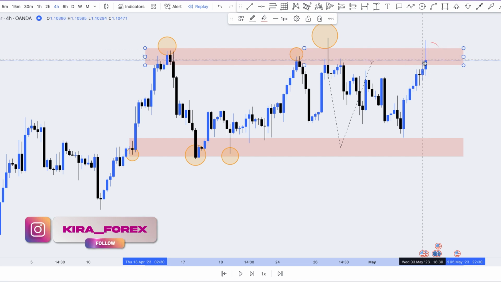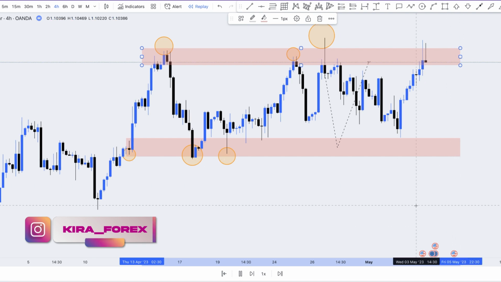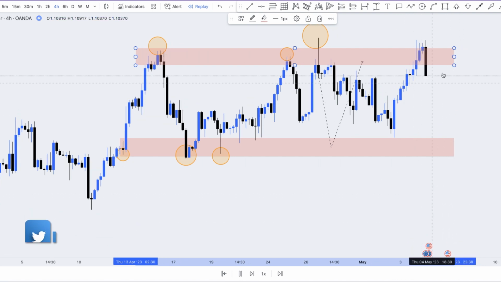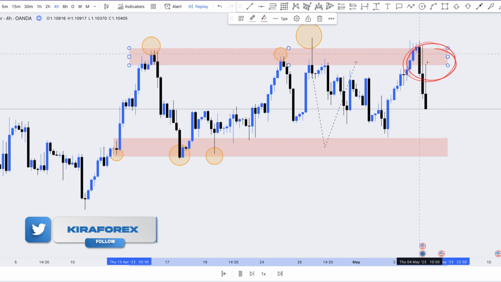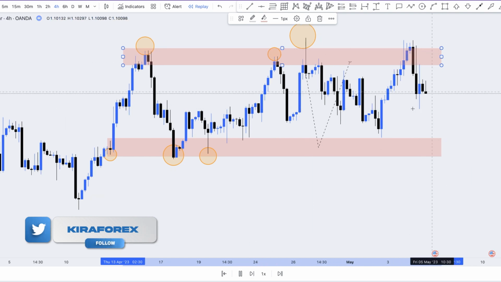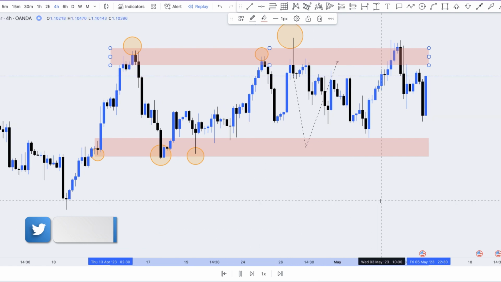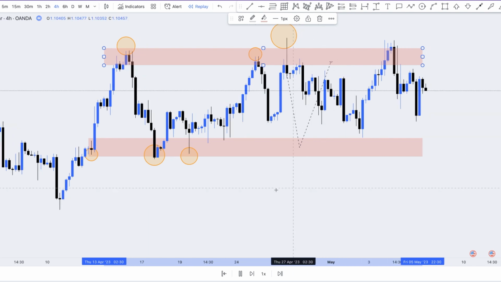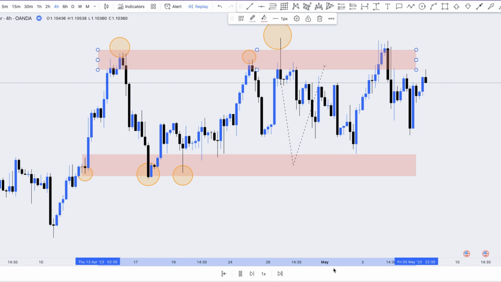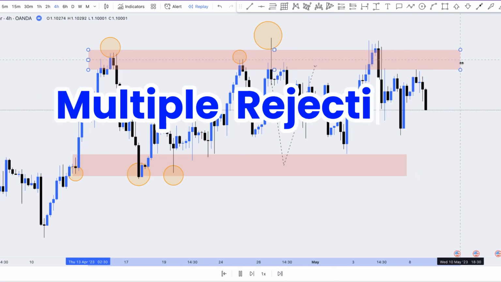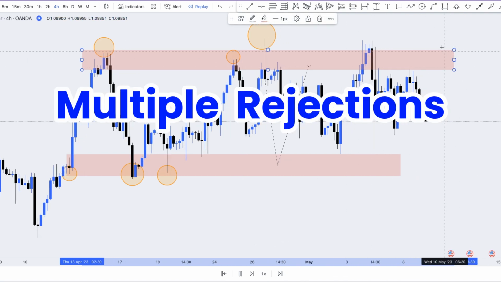So from here we should be looking at price moving back down into the support level. You see what is happening here? There's another rejection here, and price is moving back down into the support level. So one, that is what you need to consider. You need to consider multiple rejections. Now look at what is happening nicely.